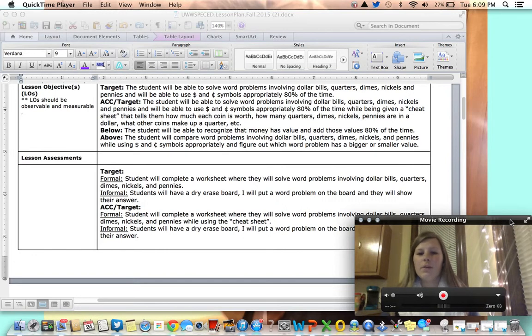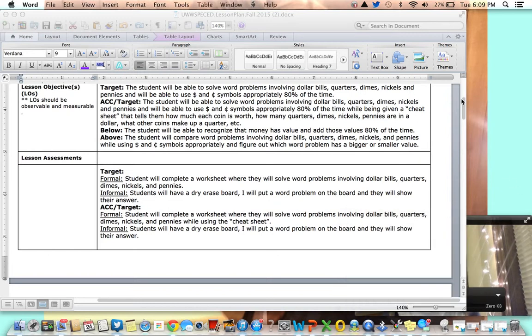For lesson assessments, for formal, for the target, the students will complete a worksheet where they will solve word problems involving dollar bills, quarters, dimes, nickels, and pennies. For the target accommodation, they will do that same worksheet, but they will have their cheat sheet to help them along the way.